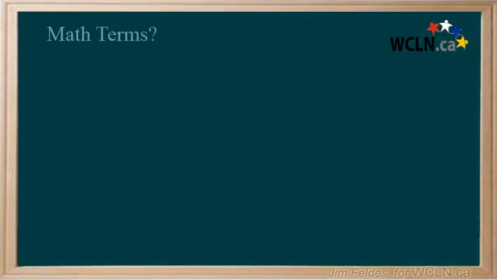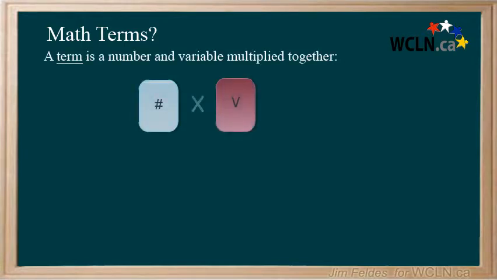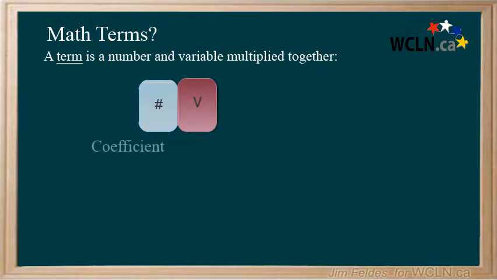We first need to make sure we're comfortable with the idea of math terms, as that's what polynomials are made up of. In math, what do we mean when we say term? A term is a number and a variable multiplied together. In math, when numbers and variables are joined, multiplication is implied. The number part of the term is referred to as the coefficient. Co is a commonly used prefix that suggests things are connected or working together, like cooperate or co-author.